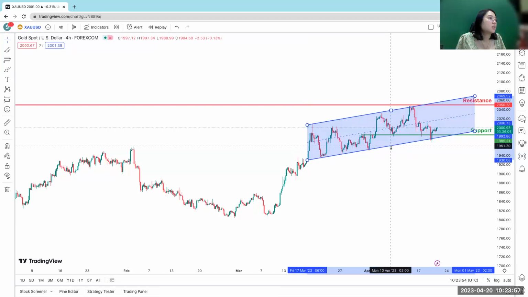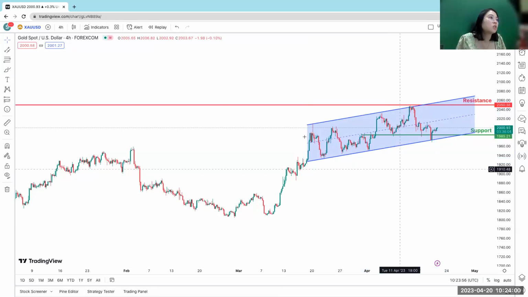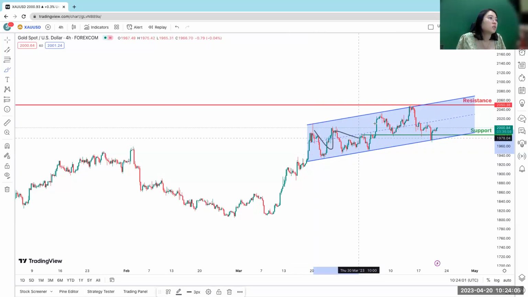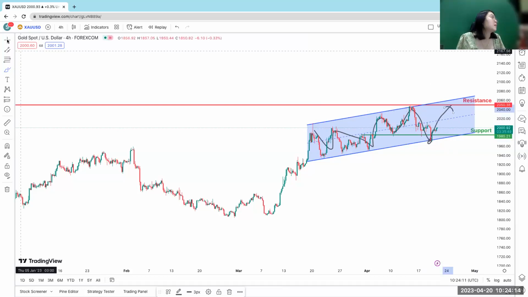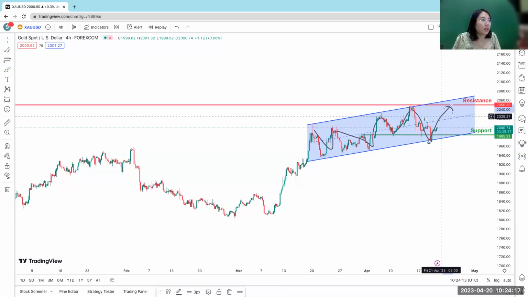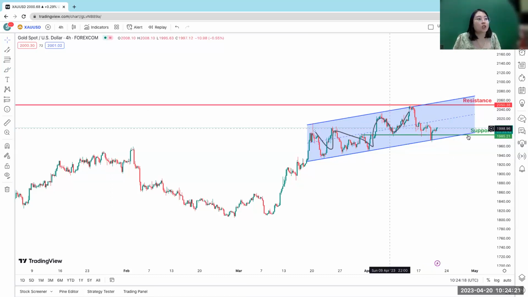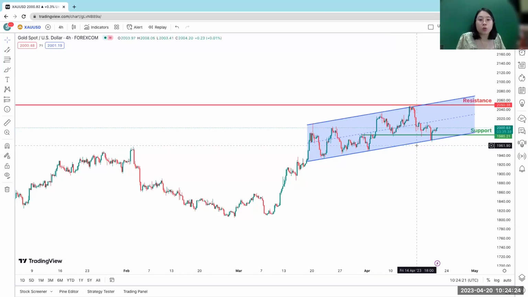I wouldn't say this is perfect, but I think it's usable. Okay, so price has kind of been moving within this channel, right? Now it's reached the bottom and you can expect price to continue moving up. Okay, so that is my bias for gold. I think we should be looking for a buy entry instead. Now that we know we want to get in for a buy entry, the question is where do we get in for a buy entry?